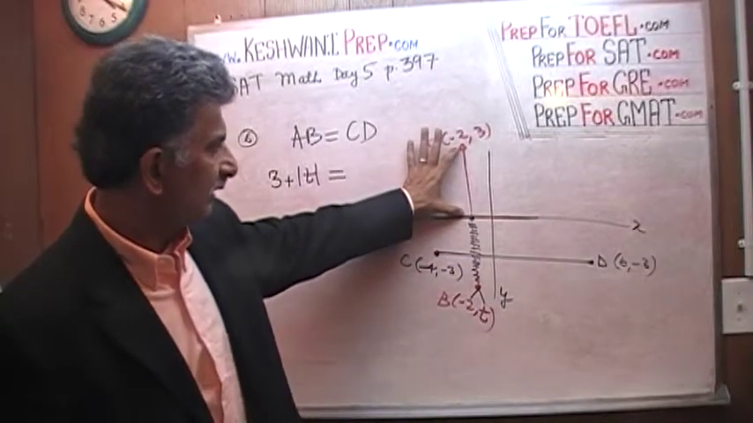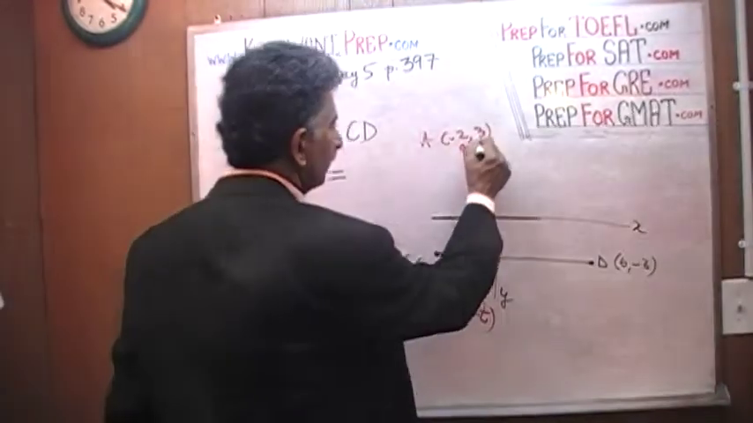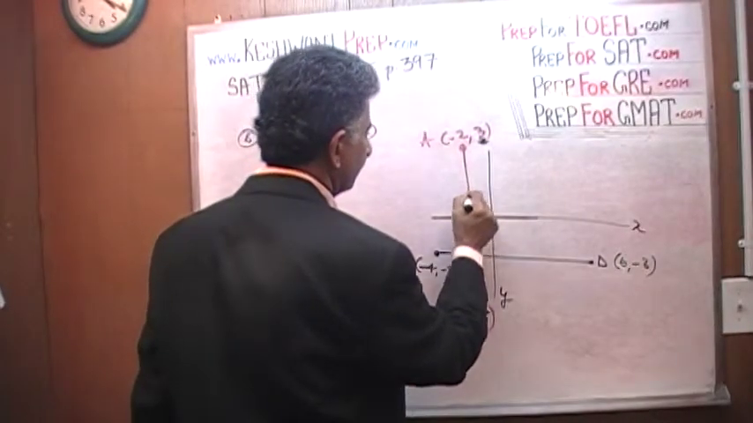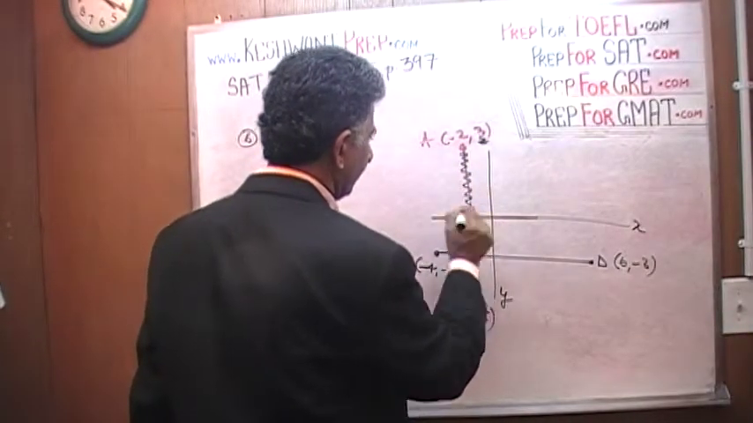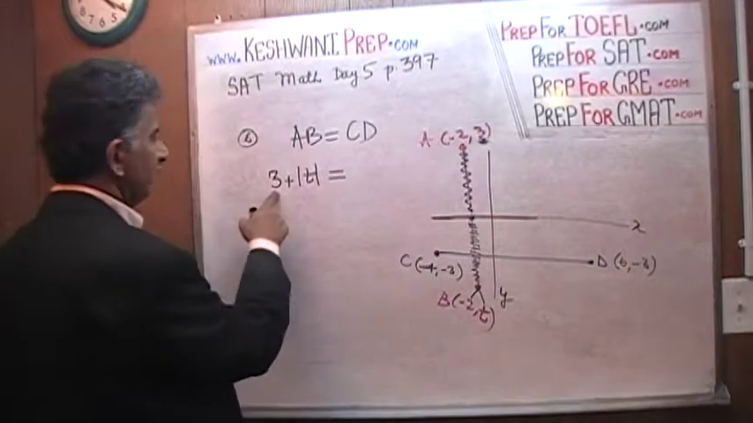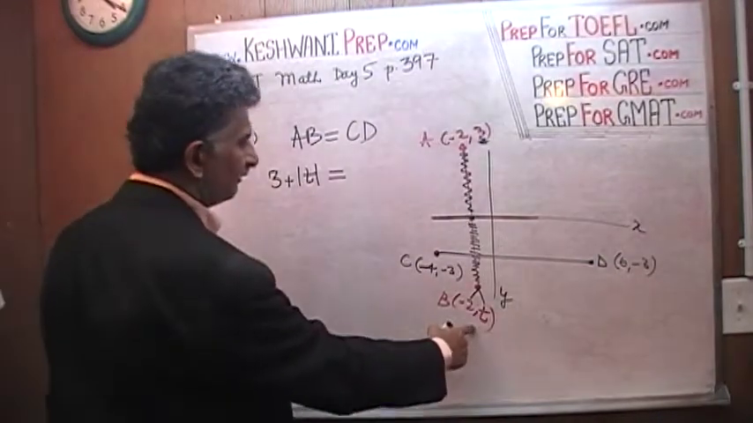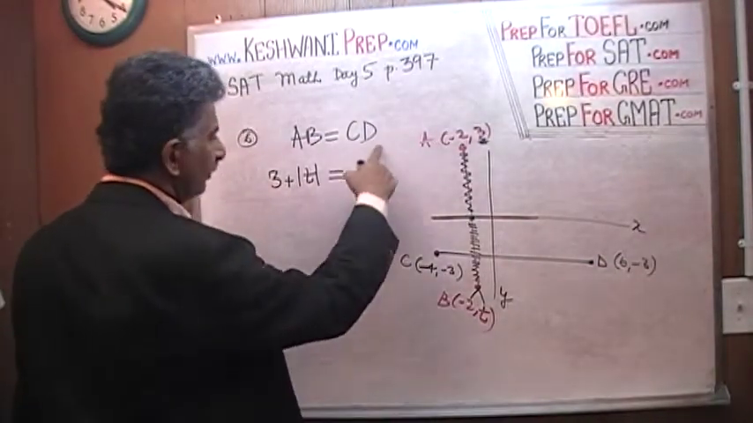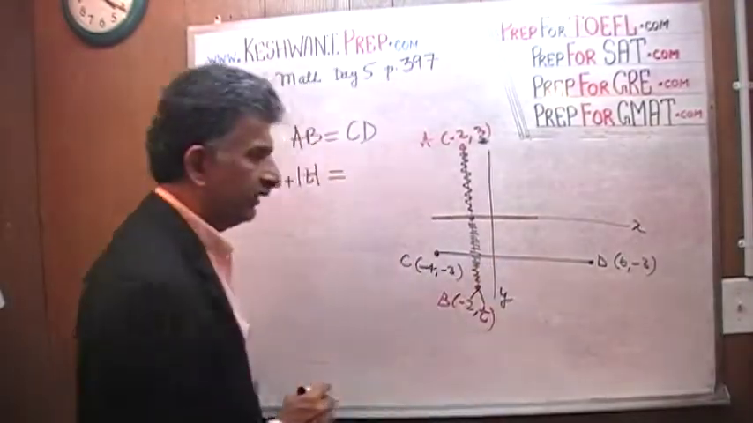Similarly, this distance here is 3, because the y coordinate is 3. So this distance right here, let's put it in a different way. This is 3. So 3 plus the absolute value of T must equal the distance from C to D. Distance from C to D, how do we find that?